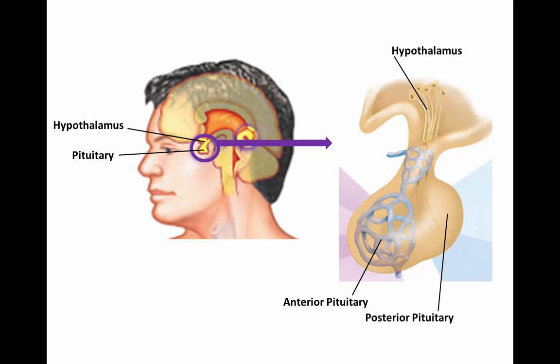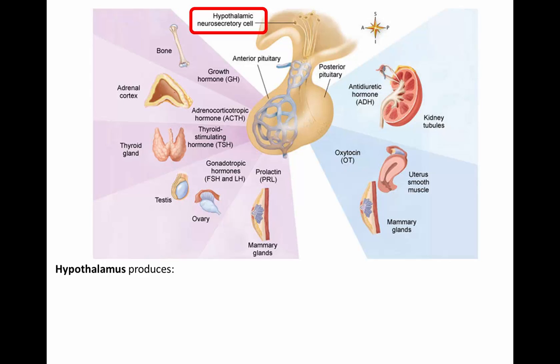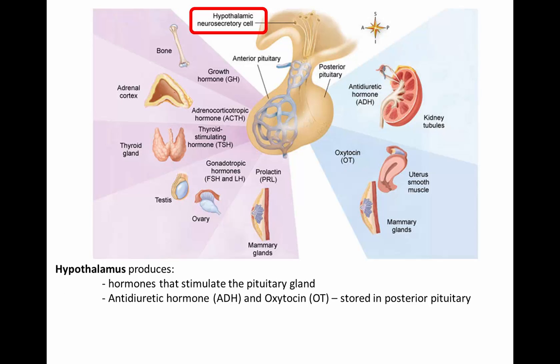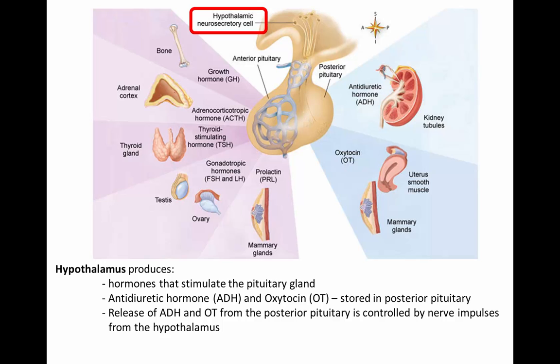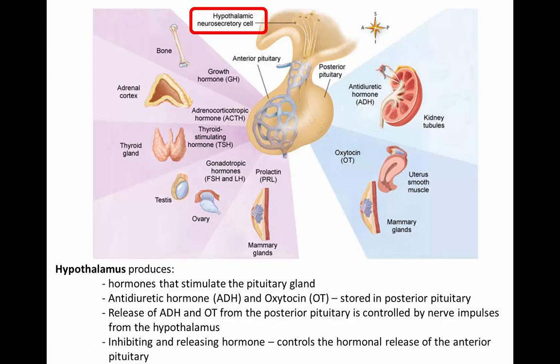The hypothalamus produces hormones that stimulate the pituitary gland, and also antidiuretic hormone and oxytocin, which are stored in the posterior pituitary. Release of antidiuretic hormone and oxytocin from the posterior pituitary is controlled by nerve impulses from the hypothalamus. Inhibiting and releasing hormones control the hormonal release of the anterior pituitary.